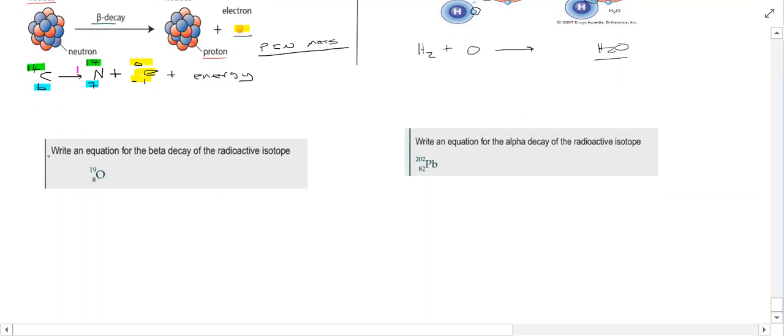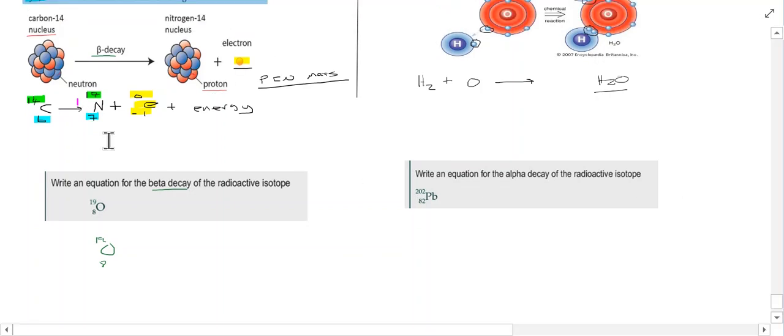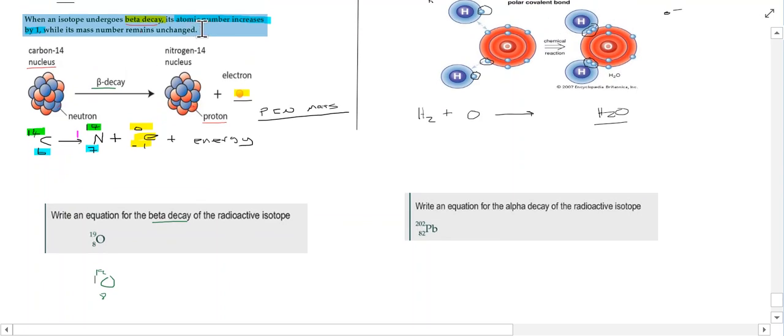What you're being asked to do here is write an equation for the beta decay of the radioactive isotope. So this is what you're starting off with: oxygen 19. Remember, this 8 represents the number of protons, this 19 represents the mass number. Now, with beta decay, the atomic number is going to increase by 1. So the number at the bottom is going to change to 9, and the number at the top, 19, is going to stay the same.